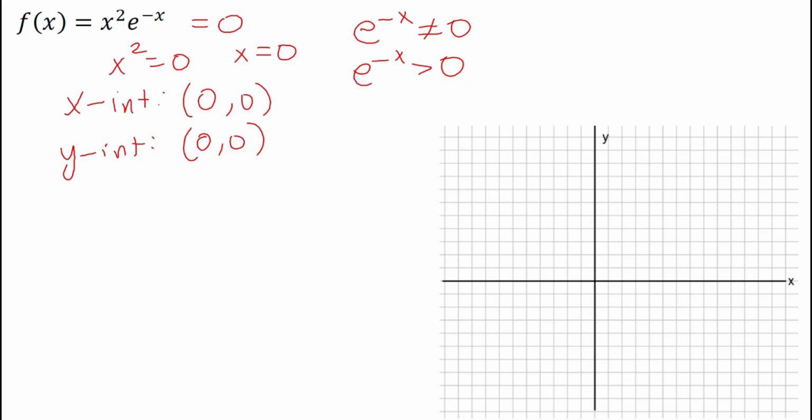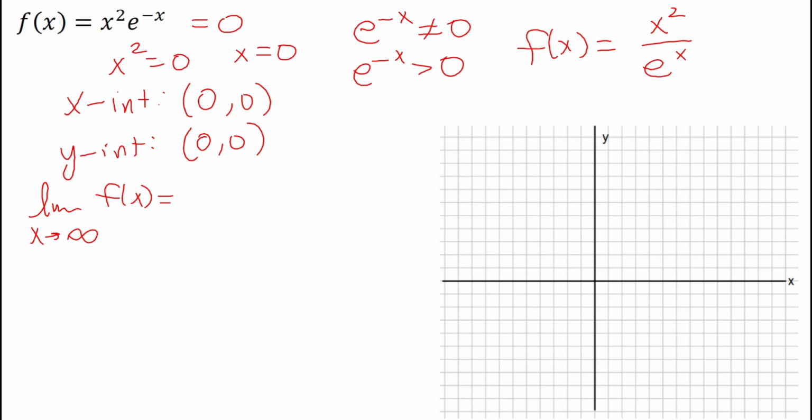We should do some limits here to figure out horizontal asymptotes. So the limit as x approaches infinity of f of x is going to be, well, if we think about x squared e to the negative x, we could rewrite that as x squared over e to the x, which means we've got infinity over infinity. But the e to the x infinity is faster, which means this trends towards 0.